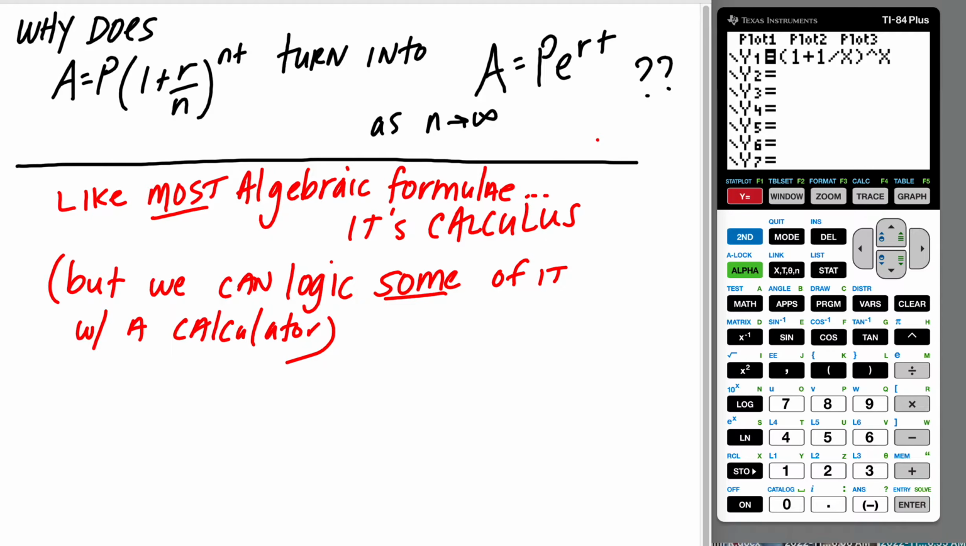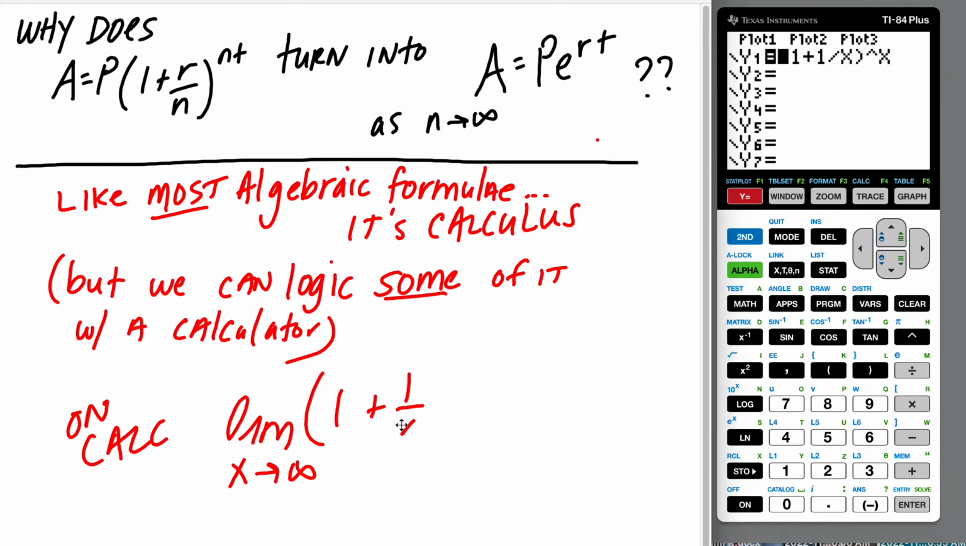I will say that you can logic through some of it using a calculator. So I have my calculator pulled up here. What you can figure out on a calculator is that, we'll use x in this case, as x values get huge, (1 plus 1 over x) to the x is going to approach e. You'll be able to see this if you put this in as your y, and you can figure it out by doing table set.